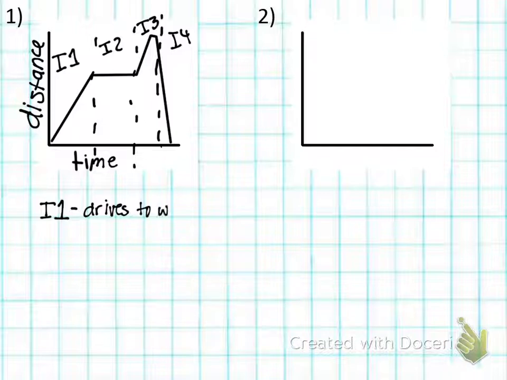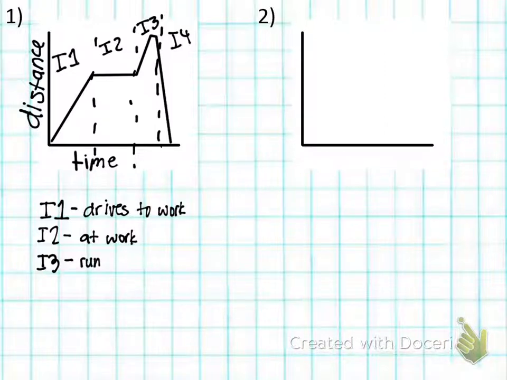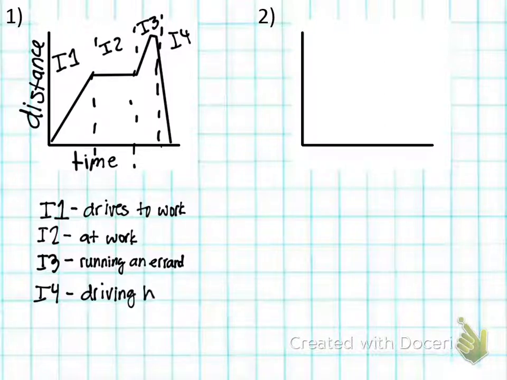What's happening in interval 2? You're at work. Good, I am at work. Excellent. What about in interval 3? Running an errand, right? So I'm going farther away from home because I'm running an errand. And lastly, interval 4, what am I doing? Driving home, right? Does that make sense? Yes. So on number 1, as time moves forward, the distance could change, right? Does that all make sense? Yes. Okay, here's another example.